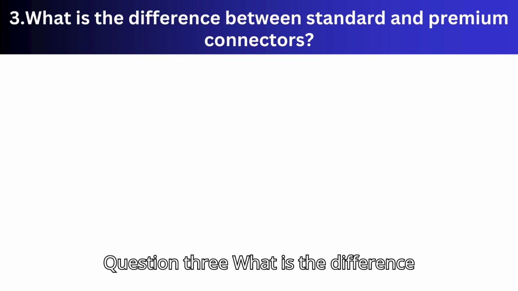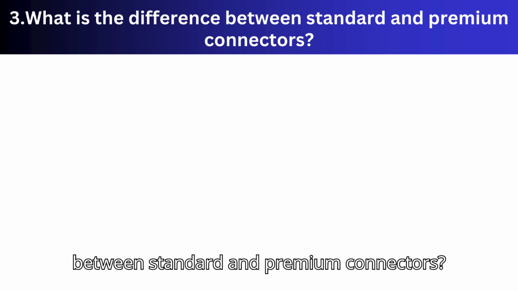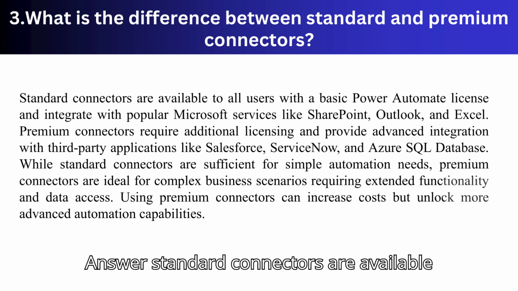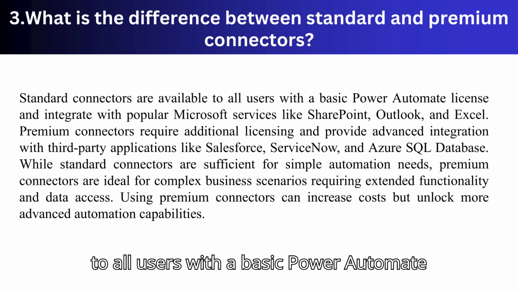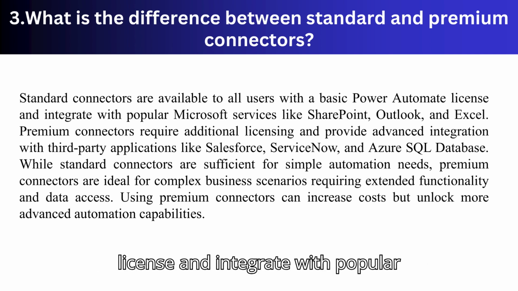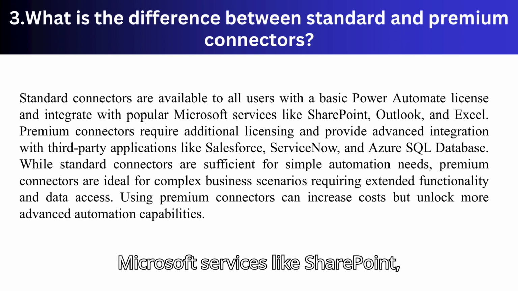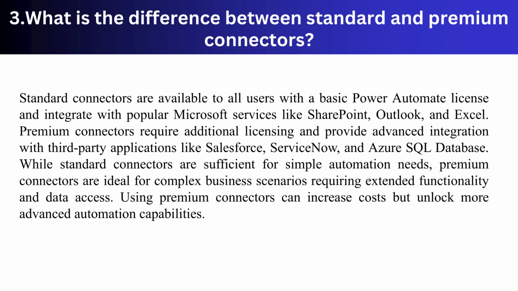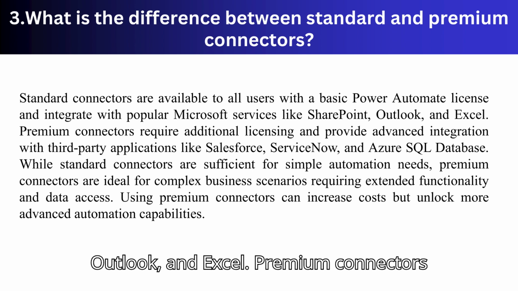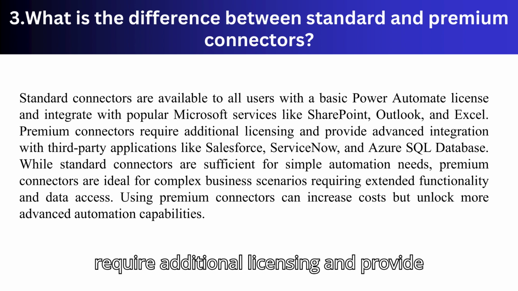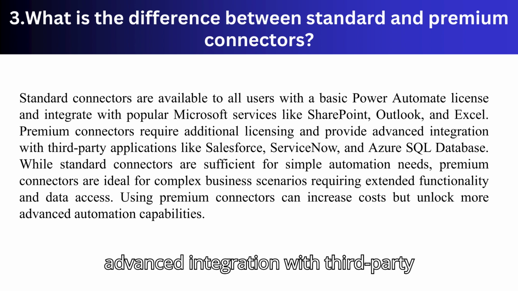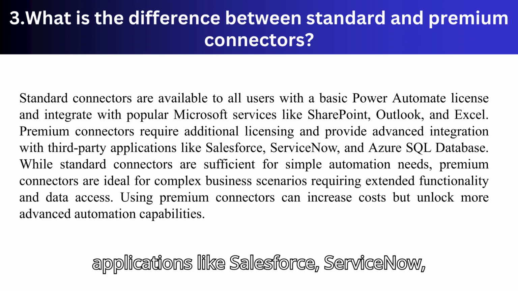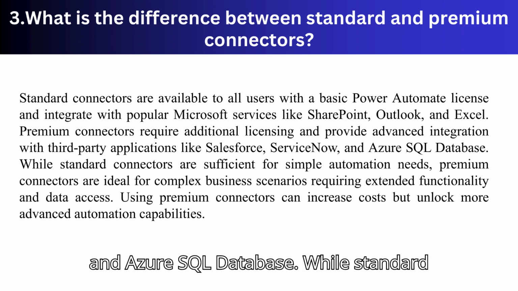Question 3. What is the difference between standard and premium connectors? Answer: standard connectors are available to all users with a basic Power Automate license and integrate with popular Microsoft services like SharePoint, Outlook, and Excel. Premium connectors require additional licensing and provide advanced integration with third-party applications like Salesforce, ServiceNow, and Azure SQL Database.